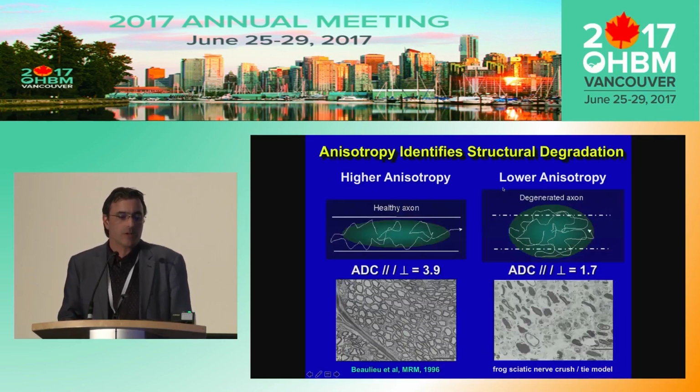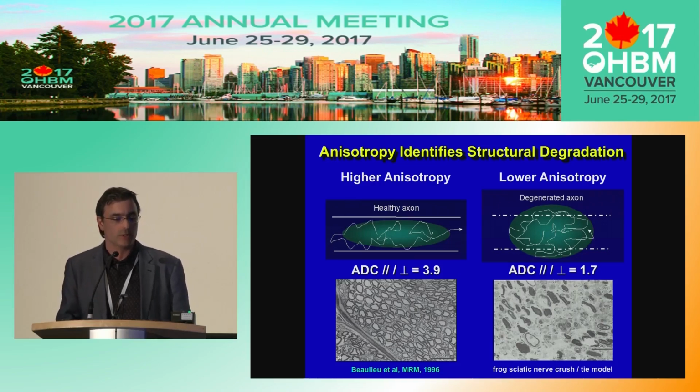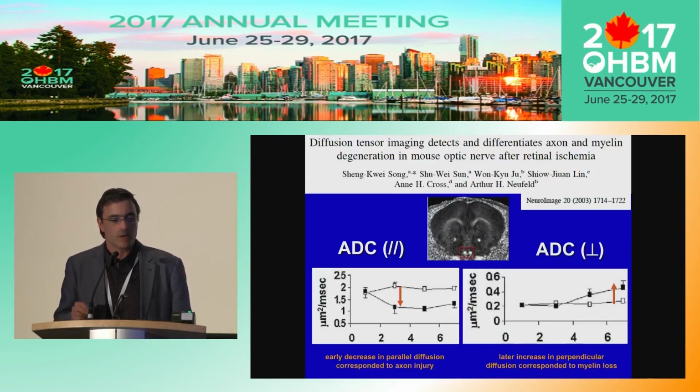Now, why are we interested in anisotropy? Well, because we want to measure when things get bad and degenerate. And so in this example where you have degenerated frog sciatic nerve after a tie injury, the anisotropy goes down. And it's those kinds of links that we're all interested in doing in vivo. So this really got a real kick by Victor Song in 2003 when he introduced this kind of idea.